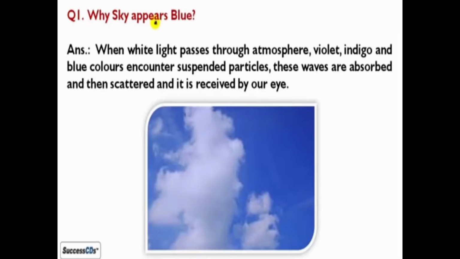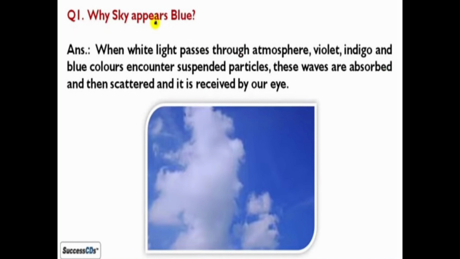Then why does the sky appear blue? This is also related to the scattering of light. So let's discuss the answer to this question. What happens? The molecules of the air and other fine particles present in the atmosphere have a size smaller than the wavelength of visible light. The light which is visible to us, these molecules and fine particles have a size smaller than its wavelength.